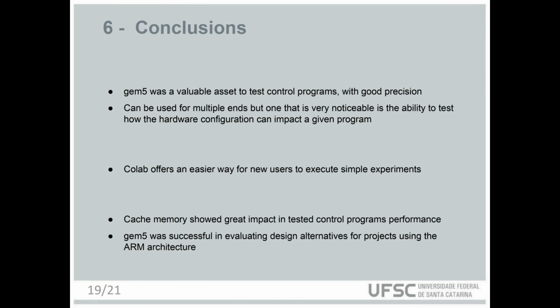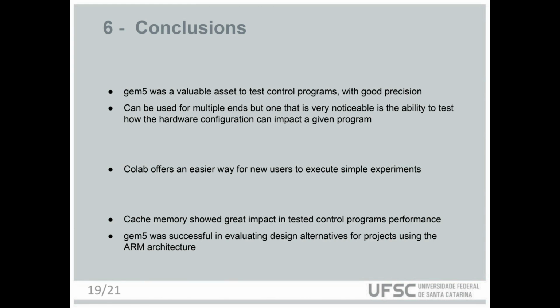So, a few conclusions that can be drawn from this work are: gem5 was a valuable asset to determine control program performance with relatively good precision. This tool can be used for multiple ends, but one that is very noticeable is the ability to test how different hardware configurations can impact a program's performance.